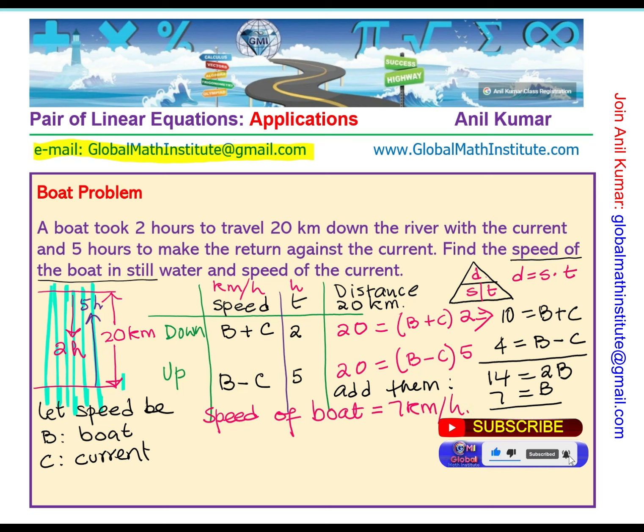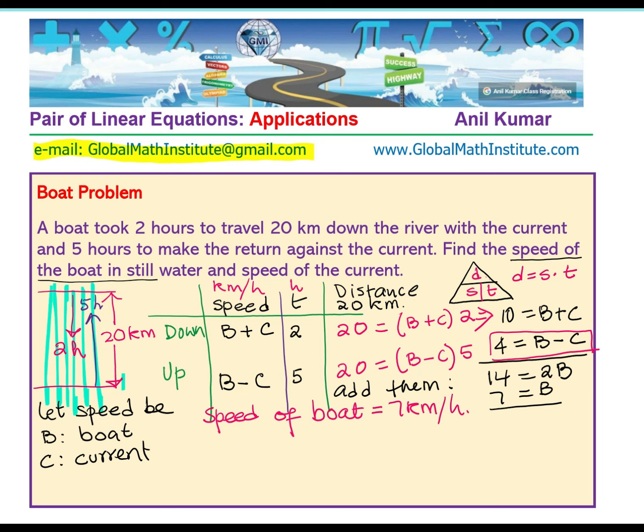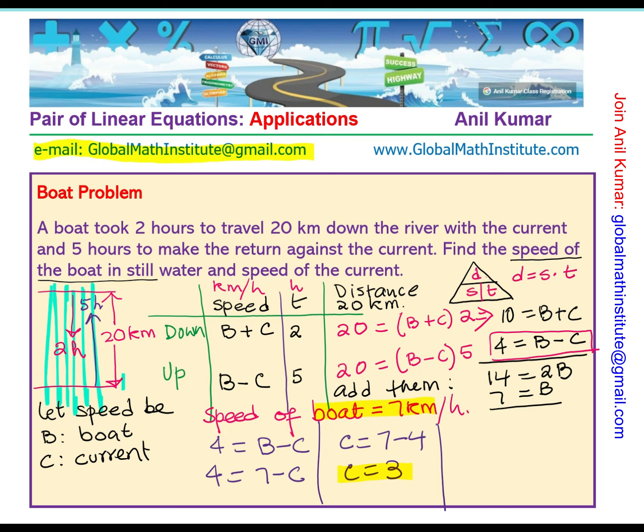Now, once we know the speed of the boat, we can use any one of these equations and find the speed of the current. For example, we have this equation saying 4 equals b minus c. If I use this equation, 4 equals 7 minus c, or we can rearrange and write c equals 7 minus 4, or c equals 3. And the speed of the boat is 7 kilometers per hour.